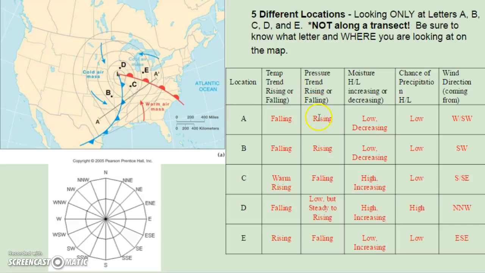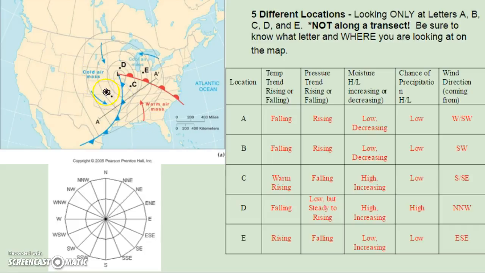Moving on here. So the pressure trend's going to be rising because the mid-latitude cyclone is moving away. So my barometric pressure lines, or my isobars, are moving away. So as I get further from the low, pressure trend is going to be rising, increasing. A very low chance of precipitation and very low moisture, a very cold, dry air mass.